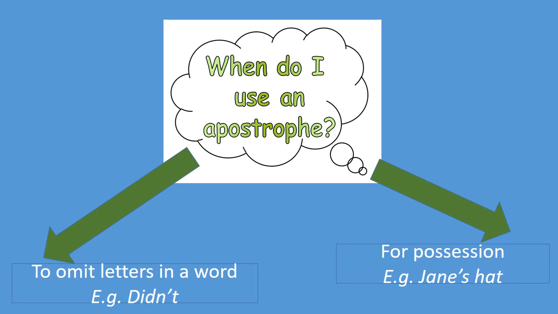Today, however, we're going to be focusing on apostrophes that are used to show possession. So if we're talking about Jane's hat, we need the apostrophe before the S to show that the hat belongs to Jane.